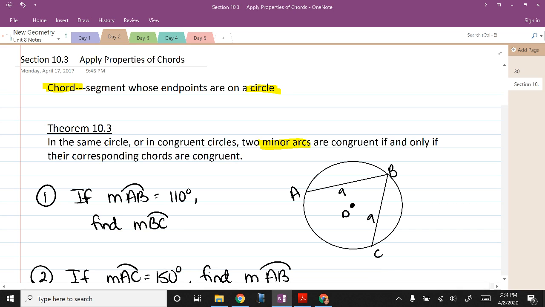Okay, today we're going to talk about some more properties of chords. Remember that a chord is a segment whose endpoints are on a circle. So in this picture down here, AB is a chord and BC is a chord. Here's a theorem for you.